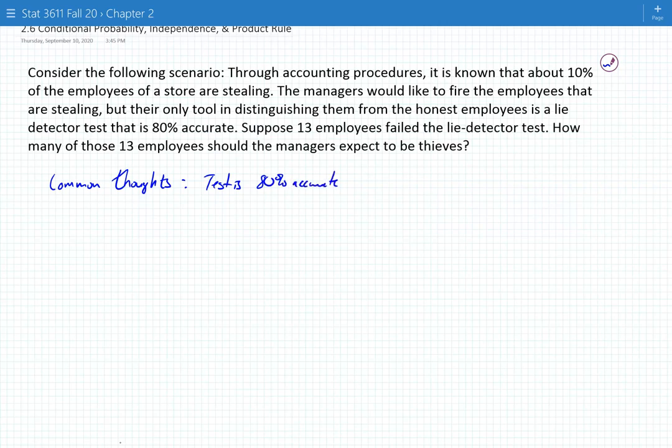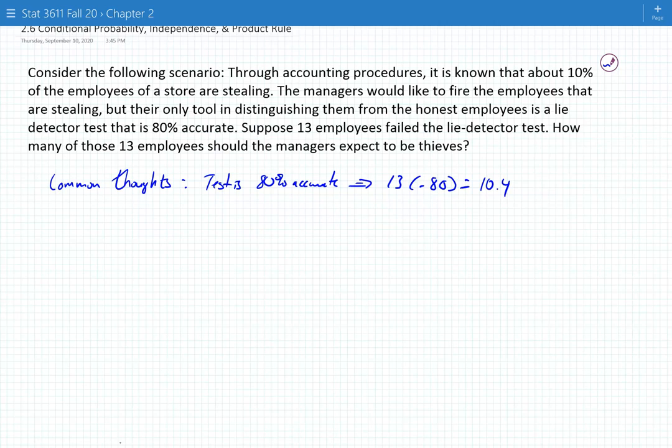13 of these employees ended up failing the lie detector test. So you would say, well, it worked for 80% of those. The test is 80% accurate, so what's 13 times 0.8 going to be? 10.4. You could say that rounds down to 10 or up to 11 if you're talking about actual people, but 10.4. So there's one common thought.